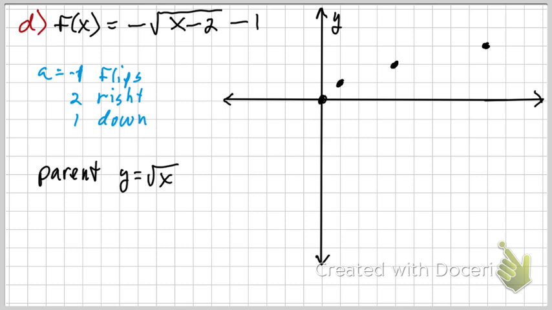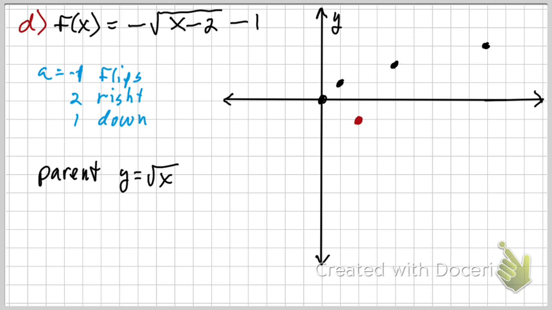So let's start translating. It's going to flip. Well, 0, 0 does not flip. It's on the x-axis. But it's going to go 2 to the right and 1 down. So 2 to the right, 1 down. So there, that dot right there is where the origin, the 0, 0 point, translates to. The 1, 1 is going to go 2 to the right, 1 down.